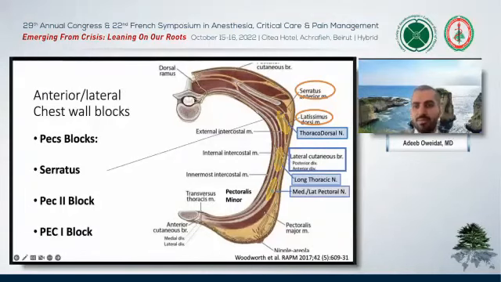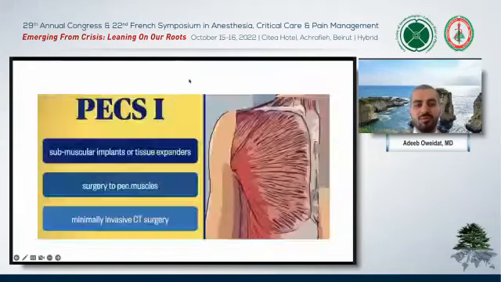Serratus will cover you more anterior lateral. PEC1 and PEC2 will cover more anteriorly, and erector spinae more posteriorly.